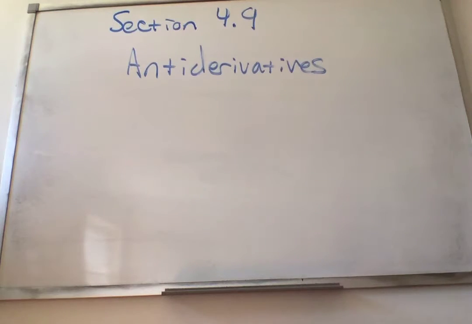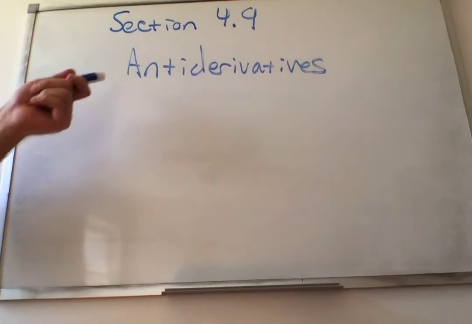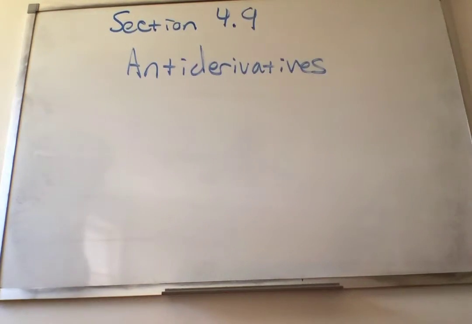We are now going to go through the last two chapters in the book, chapters 5 and 6. Now, I know this says section 4.9. Remember, I think 4.9 is better grouped with chapter 5 and chapter 6. We're going to talk about antiderivatives.